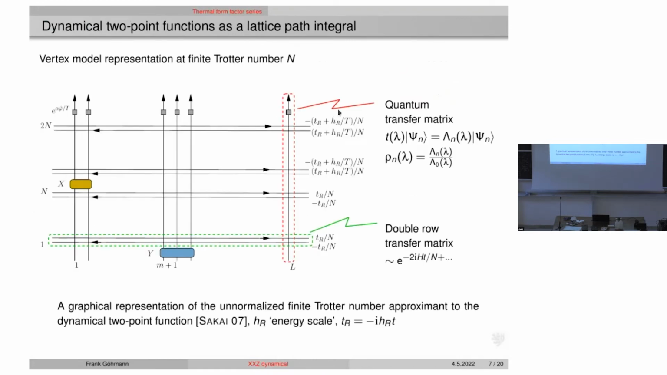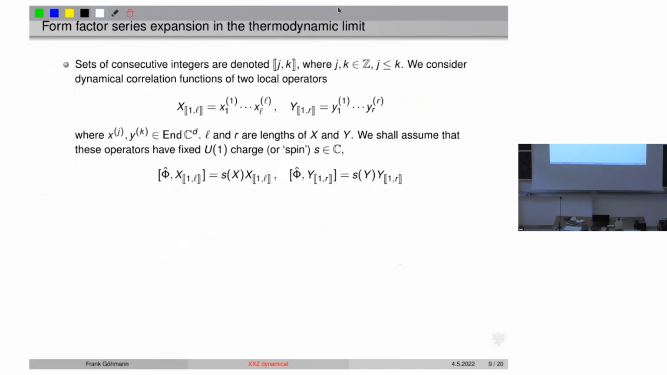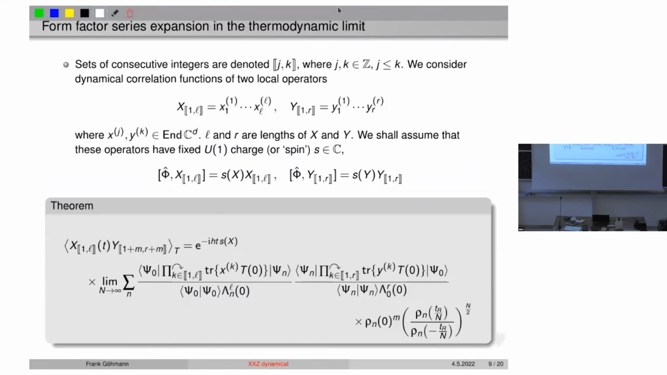So we express this partition function entirely in terms of matrix elements of eigenstates of the quantum transfer matrix and these eigenvalue ratios. This is shown here, and the operators X here are products of local operators, Y also products of local operators, ranging over L lattice sites on the left and R lattice sites on the right. We assume that these operators have definite spin, so there is a U(1) charge such that they are eigenstates with respect to this charge in a joint representation, and the number here is called the spin. And so with this, you get the following formula.